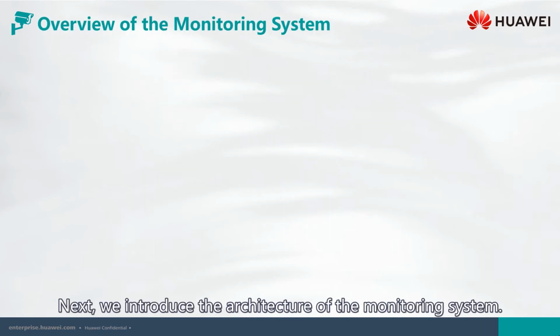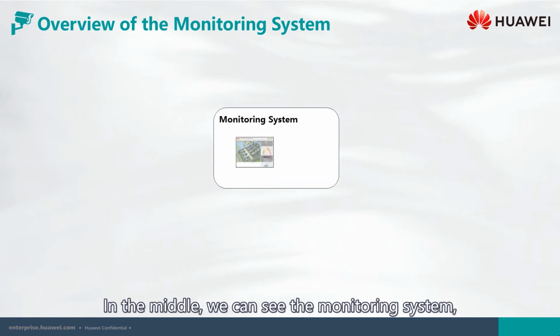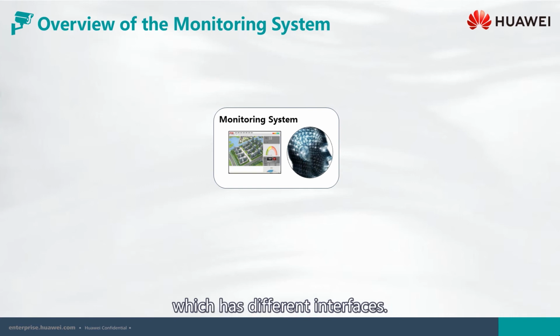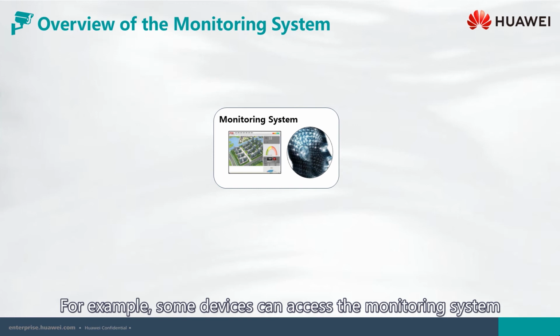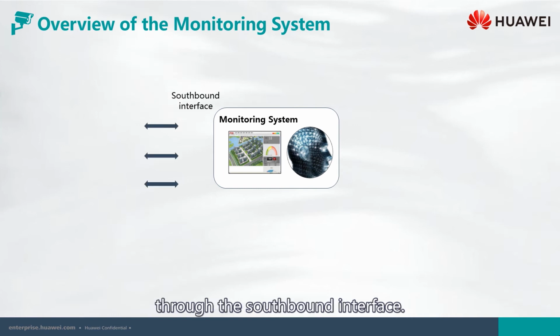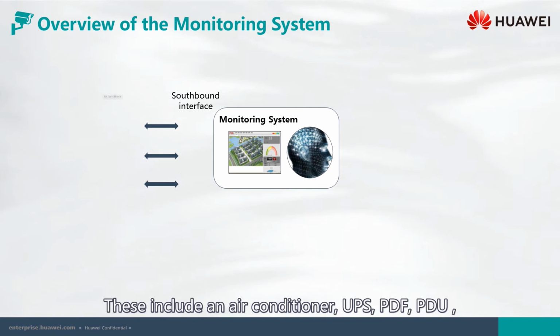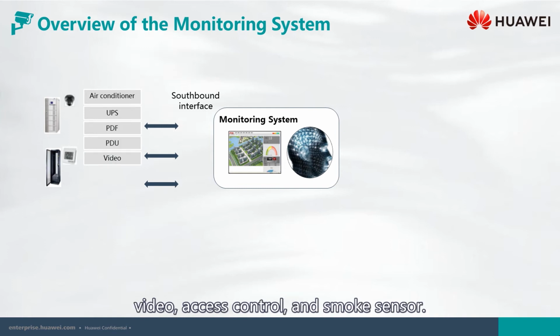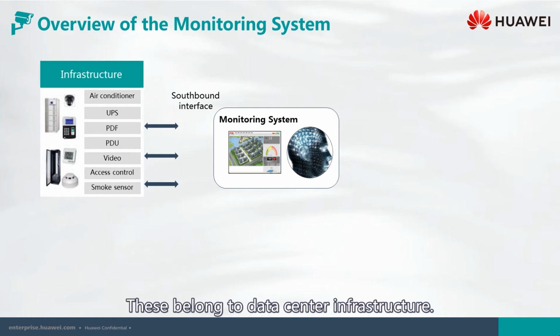Next, we introduce the architecture of the monitoring system. In the middle, we can see the monitoring system, which has different interfaces. For example, some devices can access the monitoring system through the southbound interface. These include an air conditioner, UPS, PDF, PDU, video, access control, and smoke sensor. These belong to data center infrastructure.